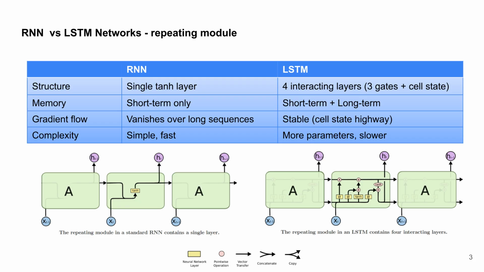The gradient flow is where the real difference lies. In standard RNNs, gradients vanish exponentially over long sequences, making it nearly impossible to learn long-range dependencies. LSTMs maintain stable gradient flow through what we call the cell state highway. Of course, this comes with a trade-off in complexity. Standard RNNs are simple and fast, while LSTMs have more parameters and are slower to train. However, for most real-world applications requiring long-term dependencies, this trade-off is well worth it.